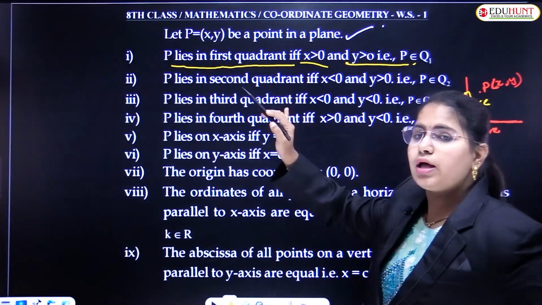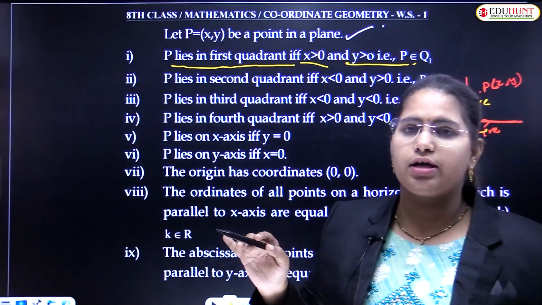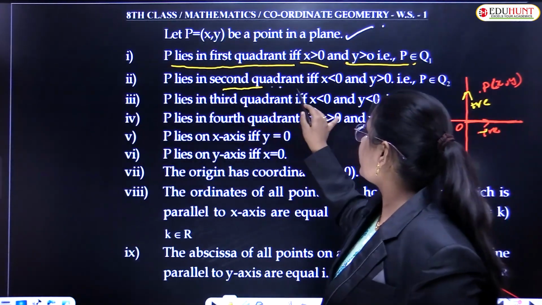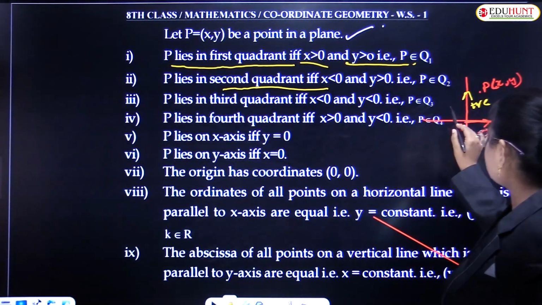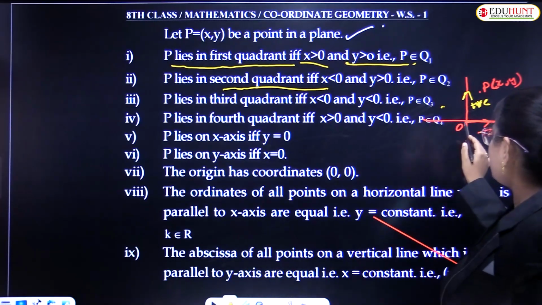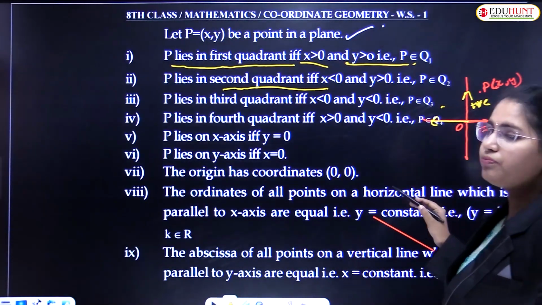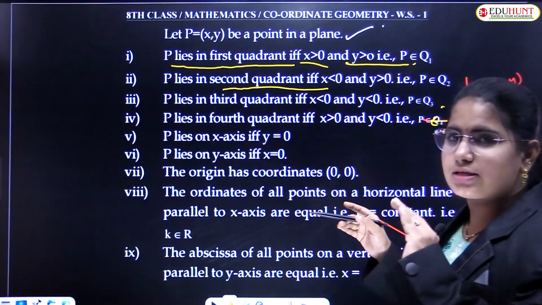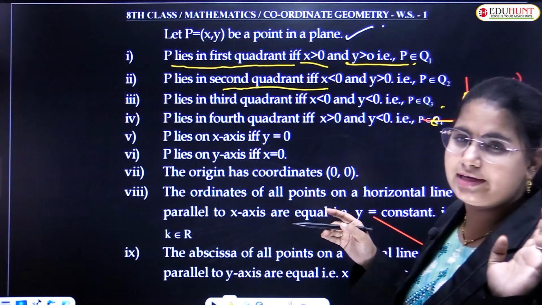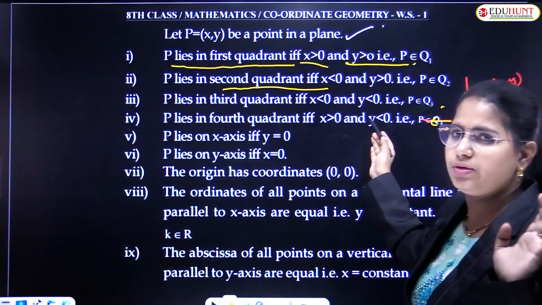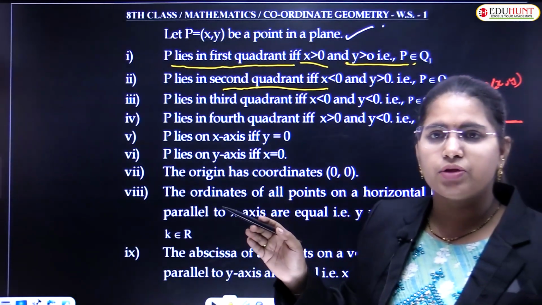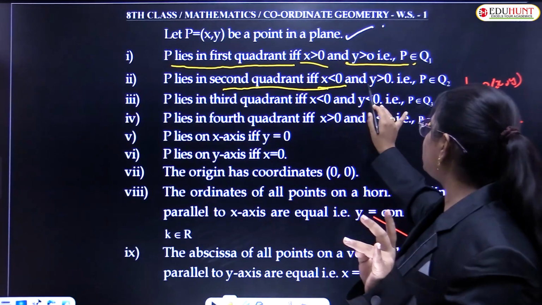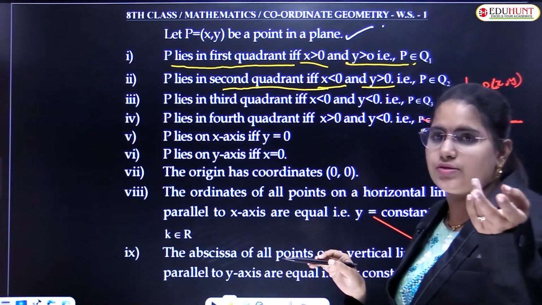What happens if my point lies in the second quadrant? This is my second quadrant, right? So this takes a negative x-axis. The left side of the x-axis always takes negative numbers, -1, -2, -3, -4 and so on. So negative x and positive y. So the x value is less than 0, and the y value is greater than 0.